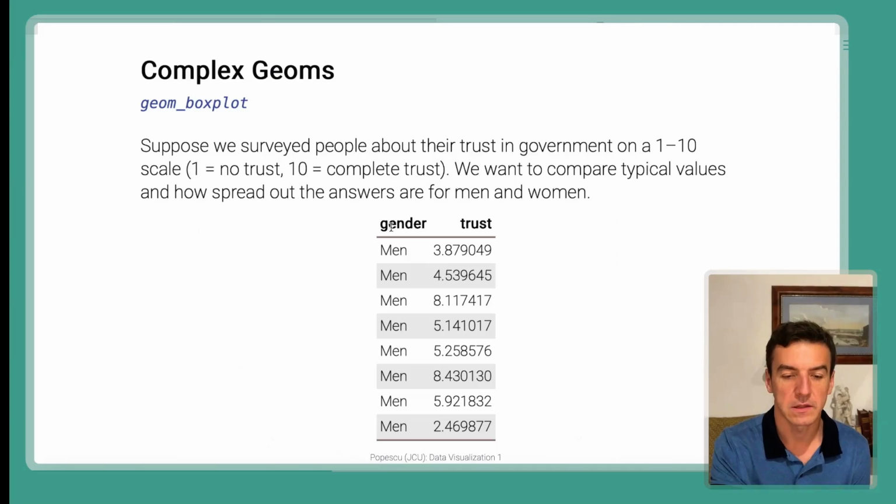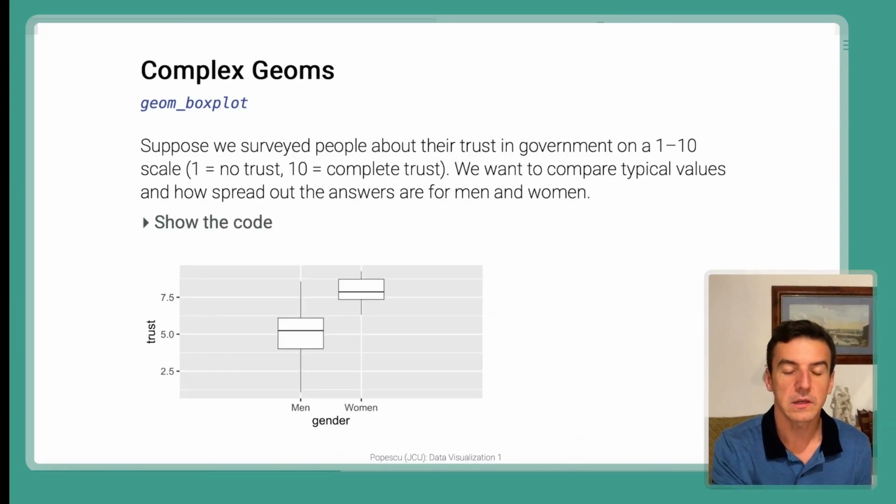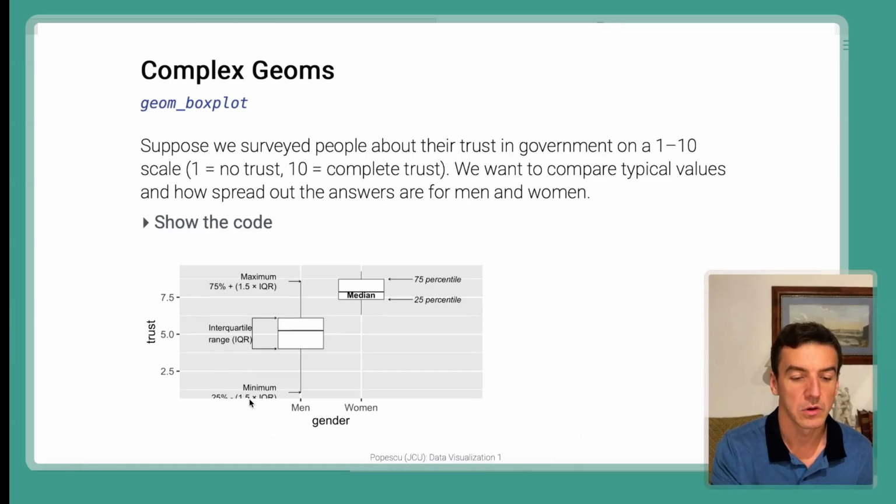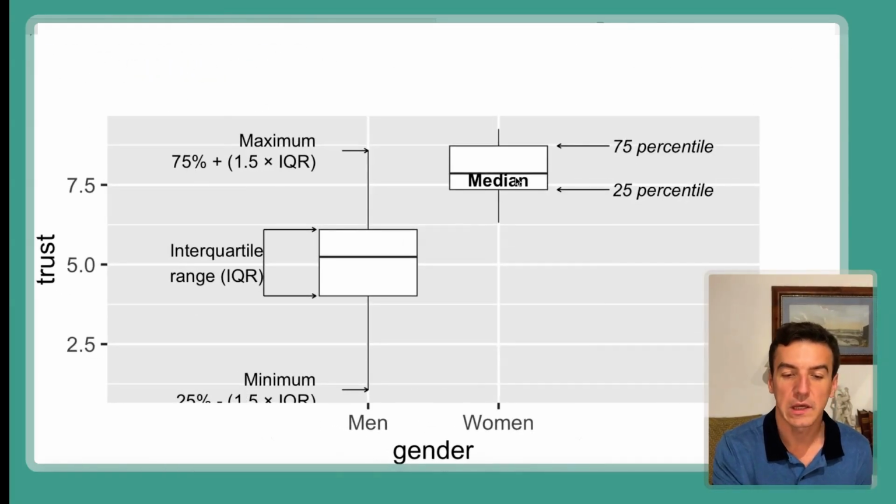So once again, we have two variables in our data set, gender and trust. This is how we produce a box plot that allows us to see what the distribution of trust looks like for men versus women. So this is the interpretation. Once again, the thick line here represents the median. So you have the median here.